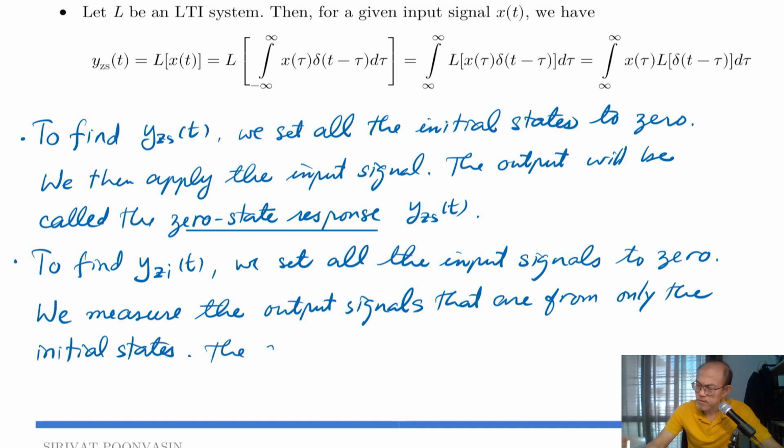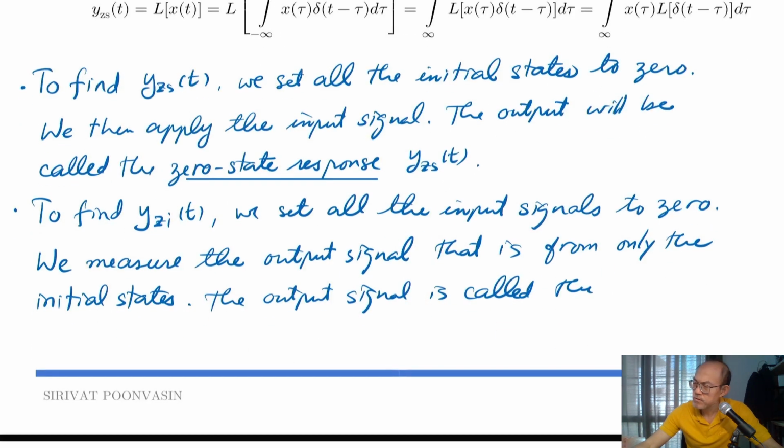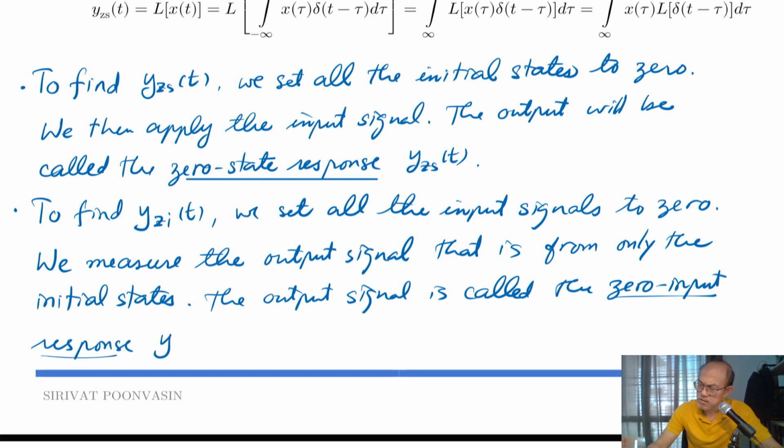The output measured, that is the signal, is called the zero input response. The notation is YZI, zero input response. So these are how zero input and zero state responses are defined.